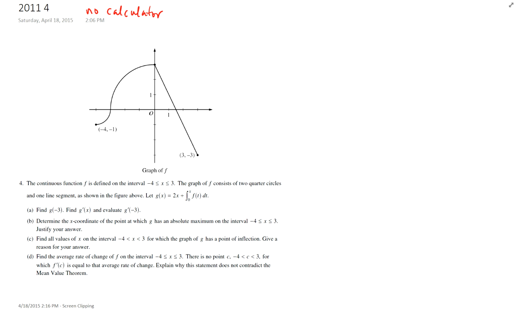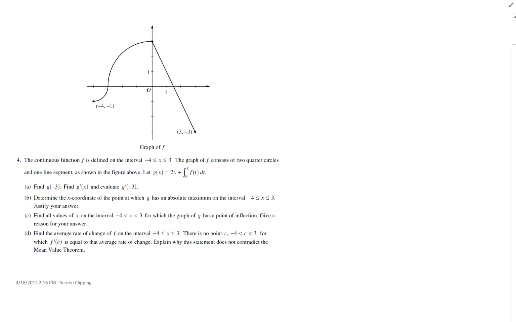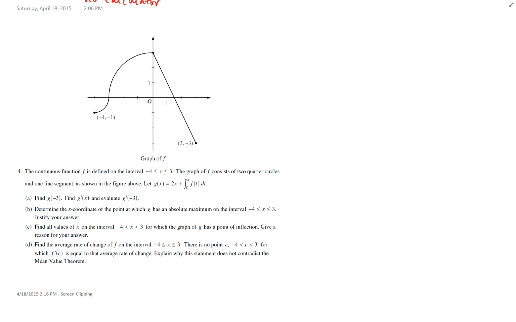Okay, 2011 number 4. No calculators on this one or the rest of them on this test for that matter. Okay, f is continuous, defined on this interval. f is 2 quarter circles, and then one line segment.